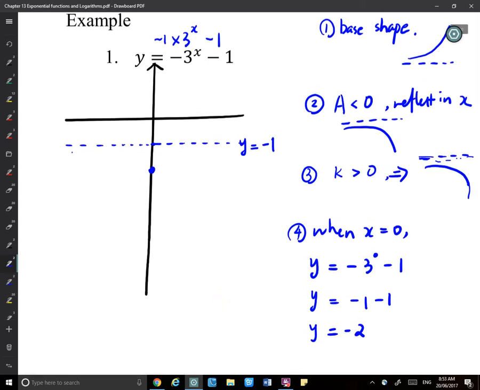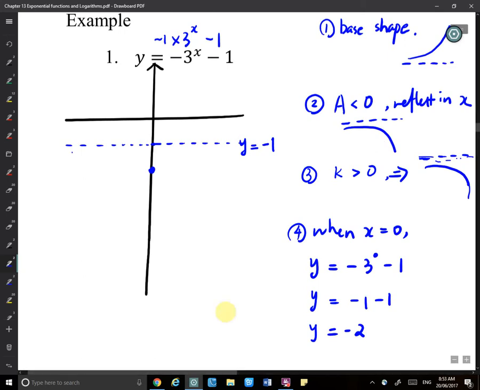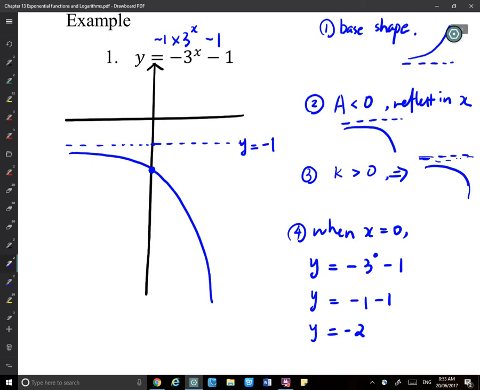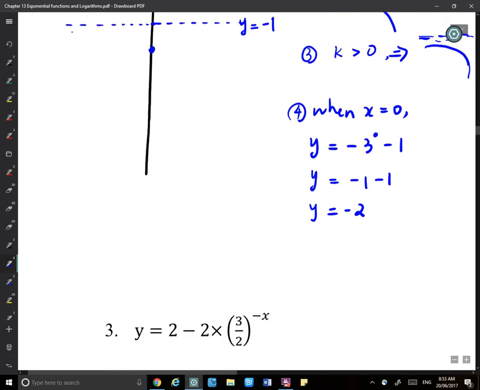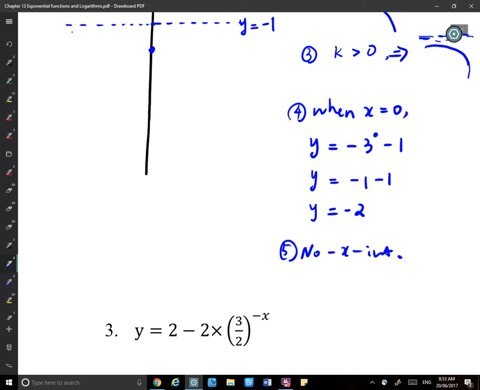But is there any x-intercept? No. Before we sketch it, the shape is like that. There's no x-intercept, so I don't need to find number 5, the x-intercept. But I need 2 points on the graph. Remember when you sketch a graph, you need 2 points on the graph. 1 is not enough. I need 2.